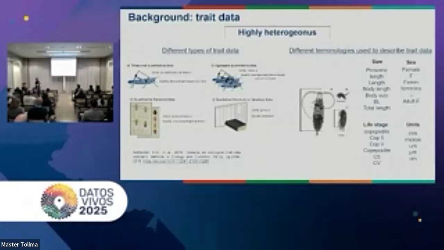They are highly heterogeneous because we can have different types of trait data. There are, for example, measurements at individual level or aggregated trait values that are the means or averages of different measurements obtained for a taxon or species. We have also quantitative data that are extracted directly from literature. And finally, we have qualitative data that can be reported at organism, species, or higher taxon level.